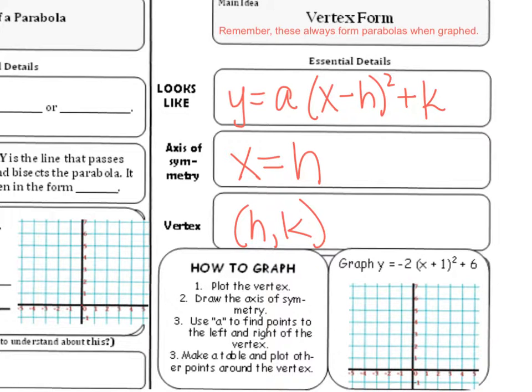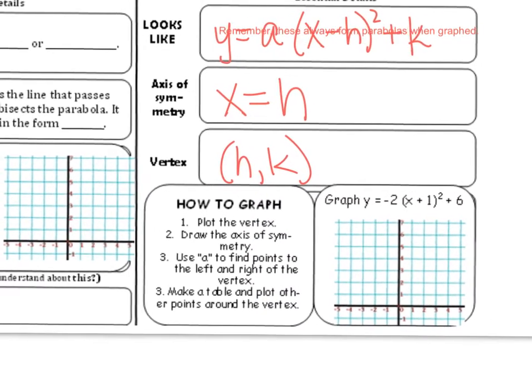So let's graph this. So here's how we graph. We're first going to start by plotting our vertex. And our vertex for this one is going to be the opposite, so -1, +6.